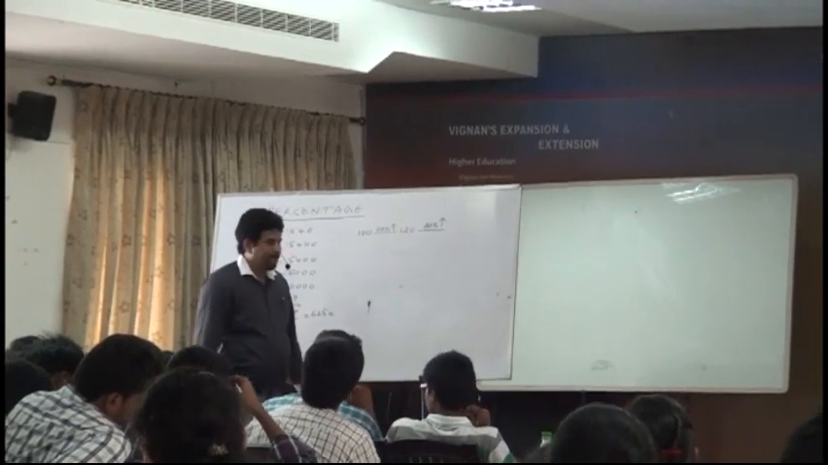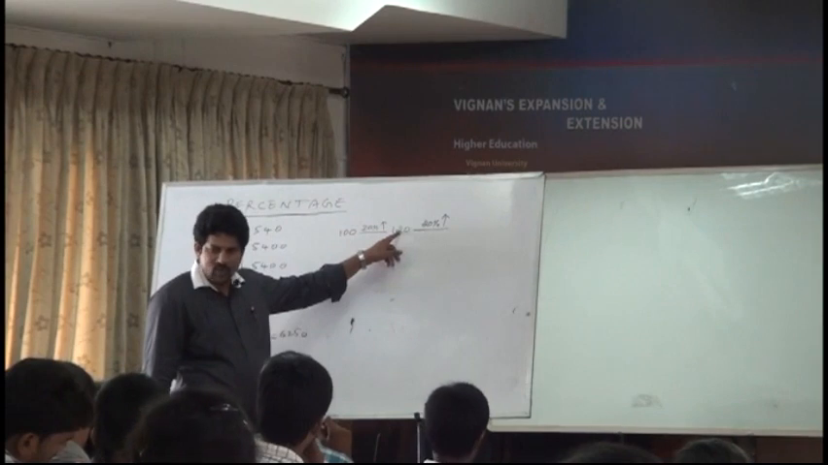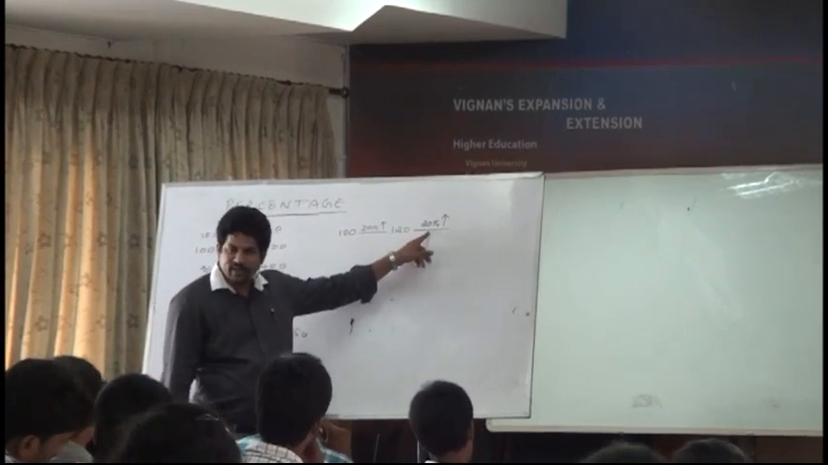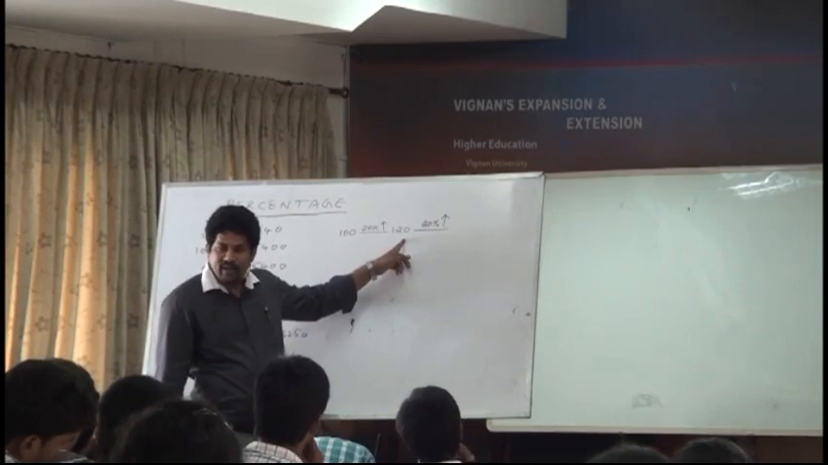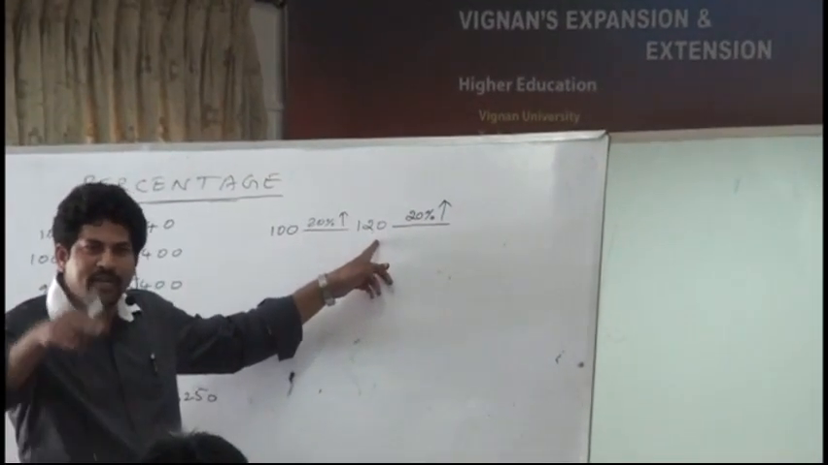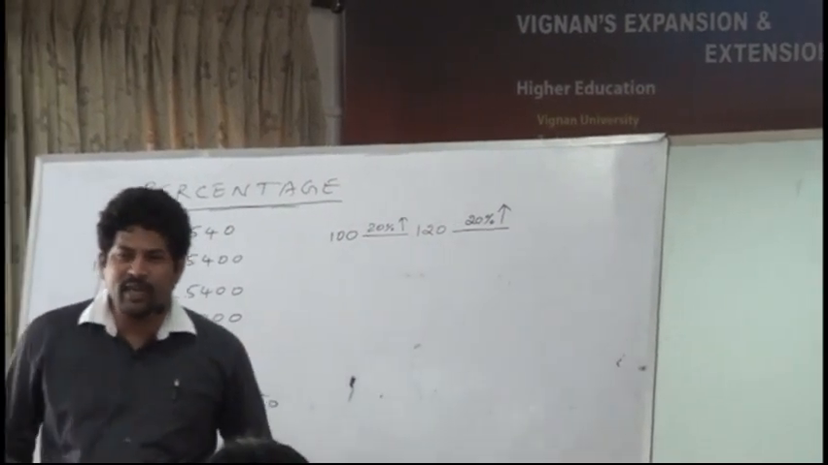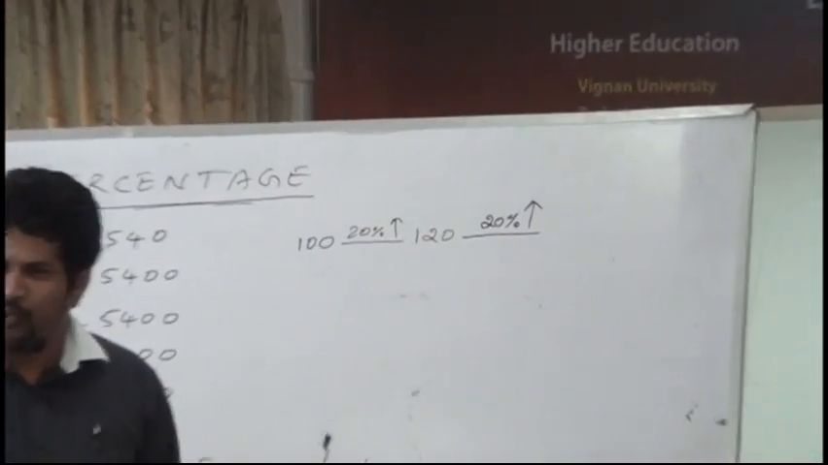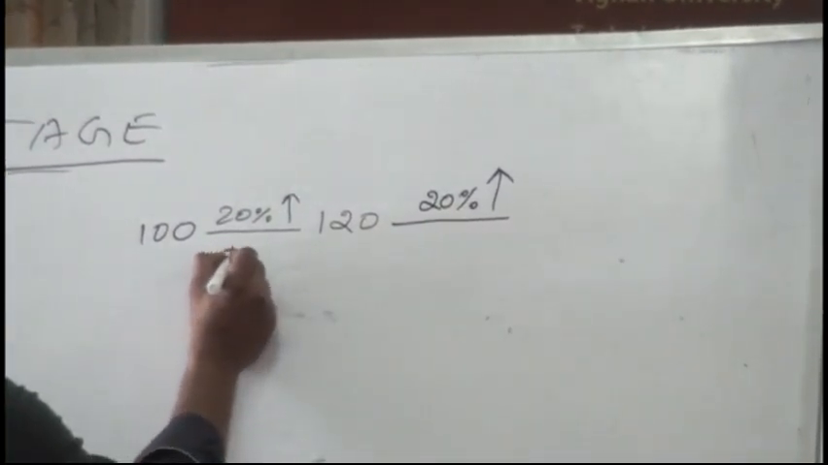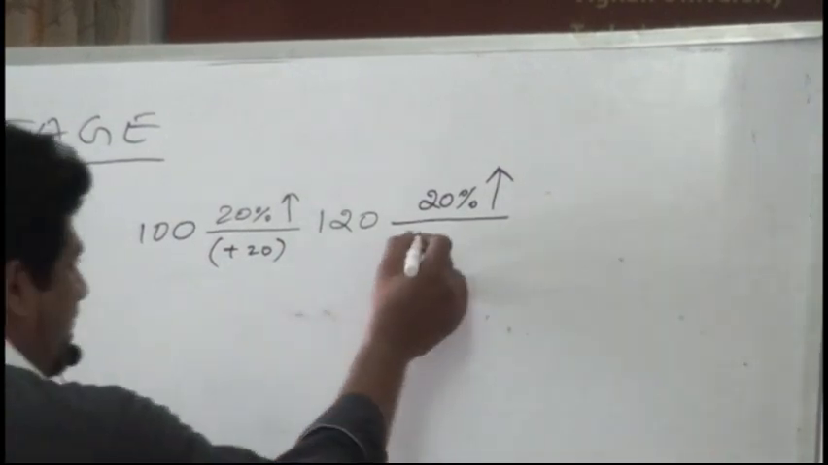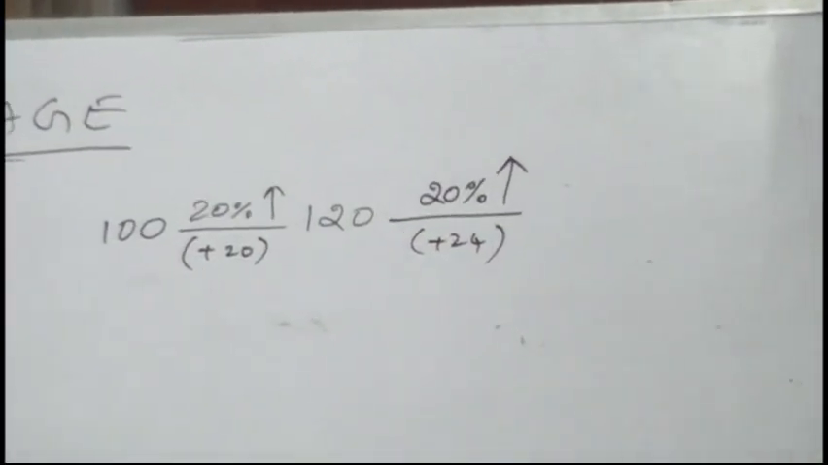So here 20% of 100, the initial height, gives 120, but here 20% is on this height. At present what is its height? 120. On 120 we need to calculate 20%. What is 10% of 120? 12. 20% would be 24. So here you have only 20 increase, but here the increase is 24. So what is the new height?